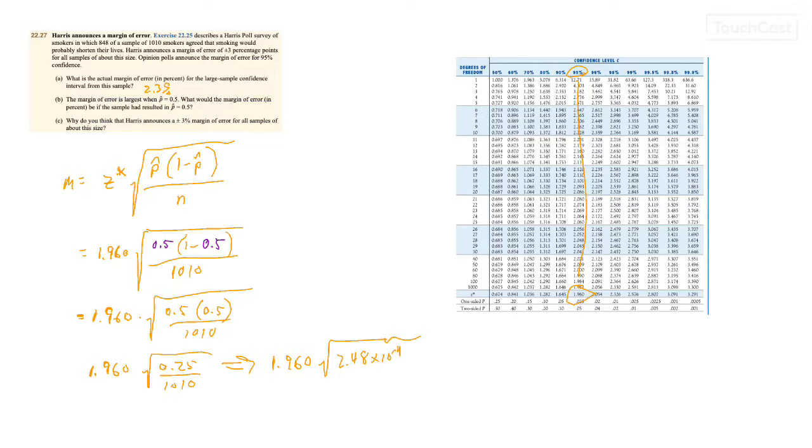I'm going to take the square root of the whole number that was calculated, and what I end up with is 1.960 times 0.016. If I multiply that by 1.960, I get the margin of error equal to 0.03, or 3% roughly. It's closer to 3.1%, but that's okay. So we get about 3%.